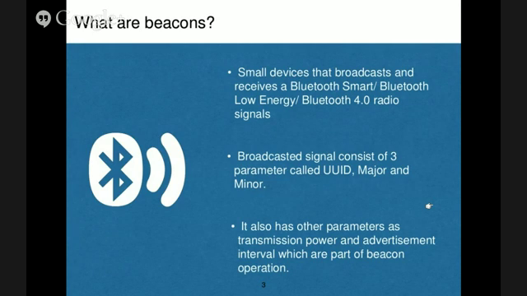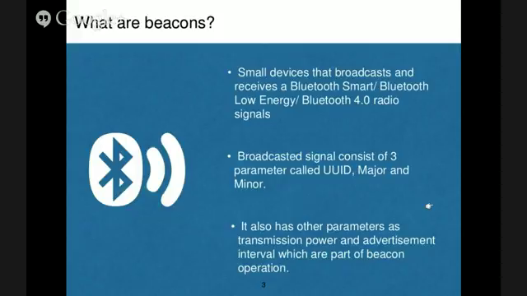The signal which a beacon generally broadcasts consists of three important parameters, namely the UUID, the major parameter, and the minor parameter. The UUID, which is the unique identifier for the particular beacon, is a 16-byte long string, and respectively major and minor are 2 bytes long. These are the three important parameters with which a beacon transmits the signal. Whenever a beacon starts broadcasting, it broadcasts with these three parameters.